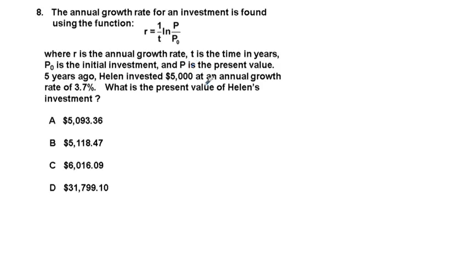5 years ago, Helen invested $5,000, and an annual growth rate of 3.7% was given. We're trying to find P, the present value of Helen's investment. P is kind of buried amidst the formula, but let's put everything in as we need. We have a rate, r, which is equal to 3.7 divided by 100, so it's 0.037.